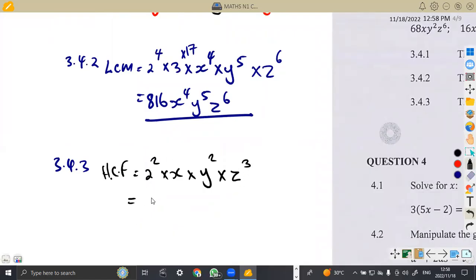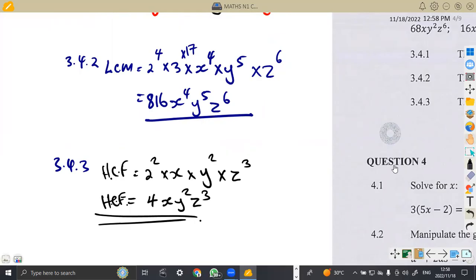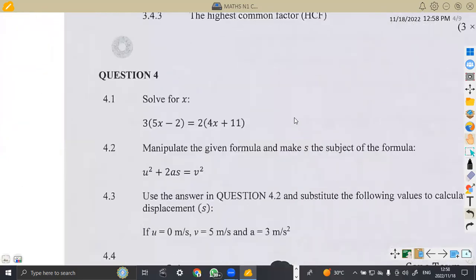All right, so 2 squared, that is 4. So it's going to be 4x y squared z cubed. So this was the HCF of the given information. I just hope all this was fine with us on answering, guys.